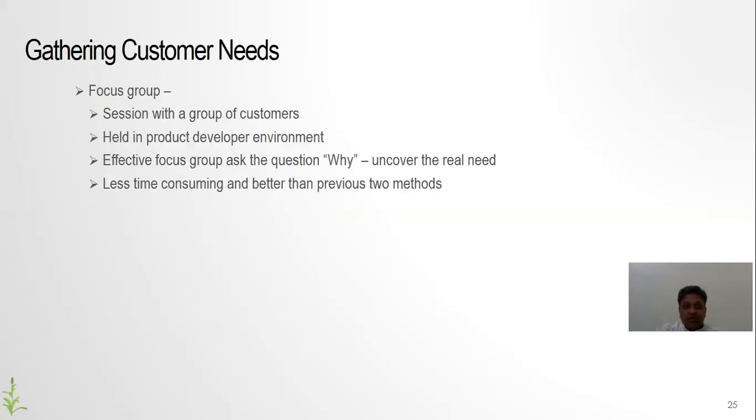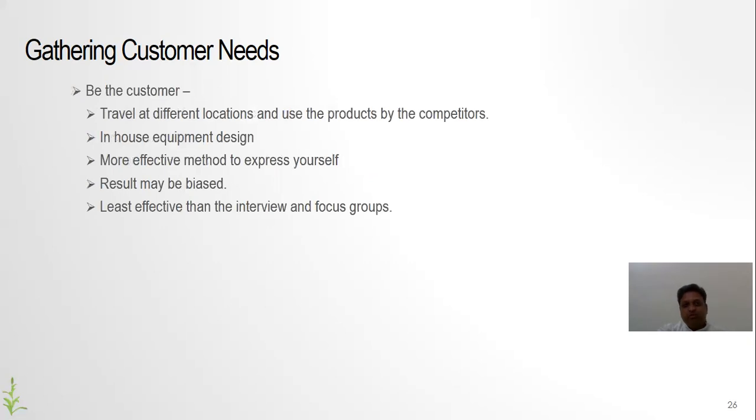With the option of a focus group, a session is held with a group of customers in the product development environment. An effective focus group asks the question why, to uncover the real need. It is time consuming, but better than the previous two methods. So you have to open up that reasoning, why it should be. You have to uncover the real need of the customer by asking those questions.